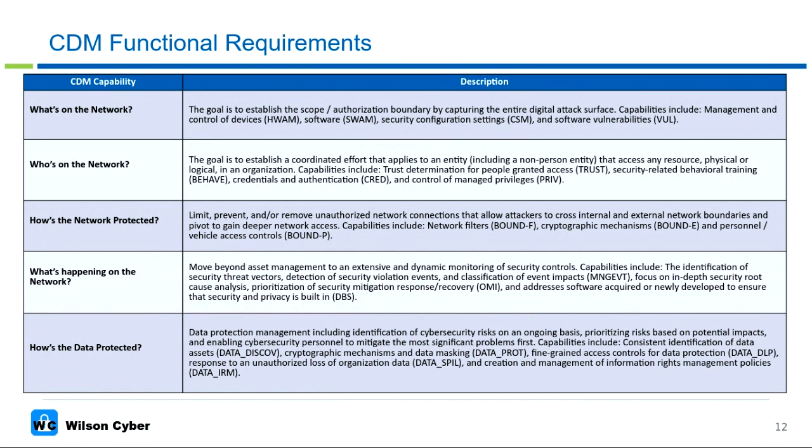And finally, how the data is protected. Data protection management includes the identification of cyber risks on an ongoing basis, prioritizing risks based on potential impacts, enabling the cybersecurity personnel to mitigate the most significant problems first. Capabilities include consistent identification of data assets, data discovery, cryptographic mechanisms and data masking, data protect, fine-grained access controls for data protection, data DLP, response to unauthorized loss of organizational data, data spill, and creation and management of information rights management policies, data IRM.